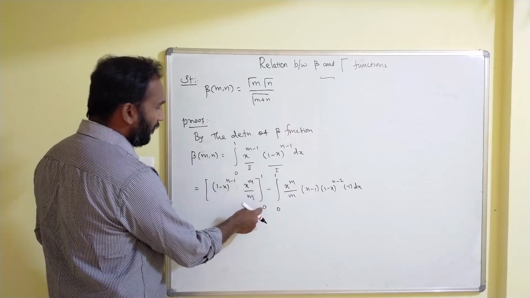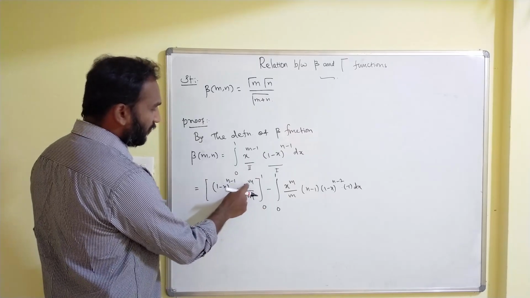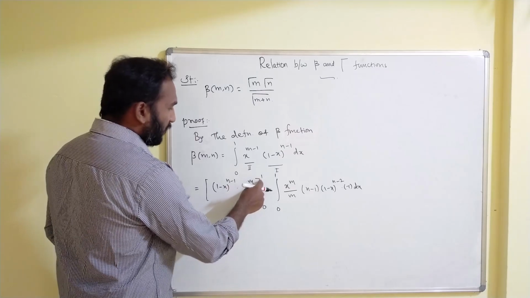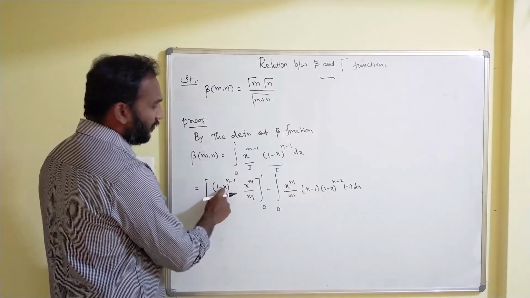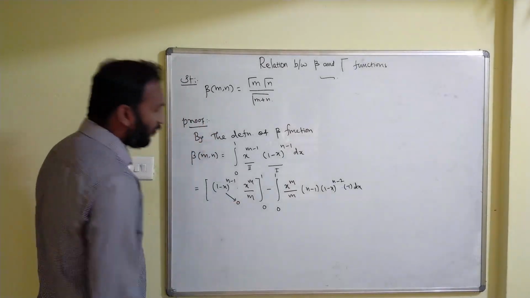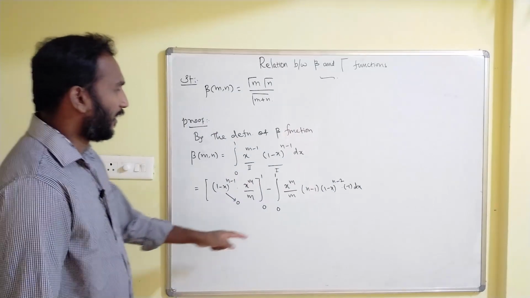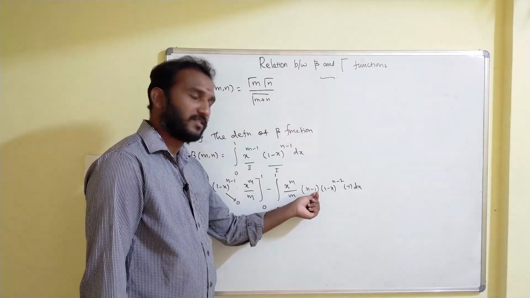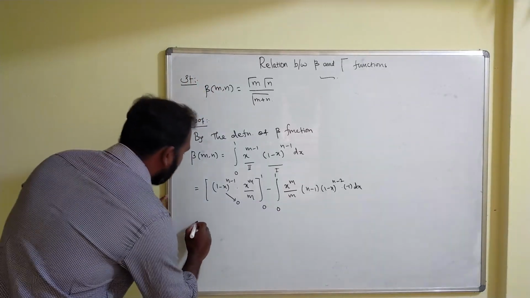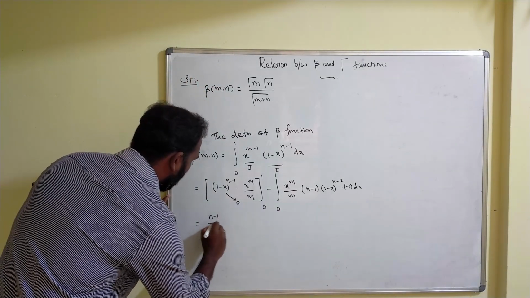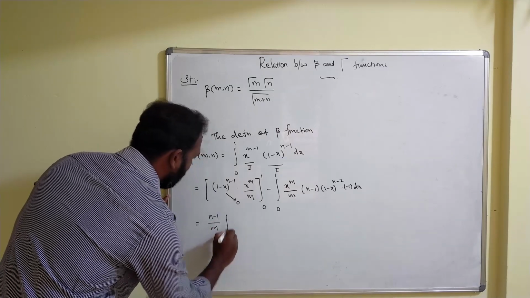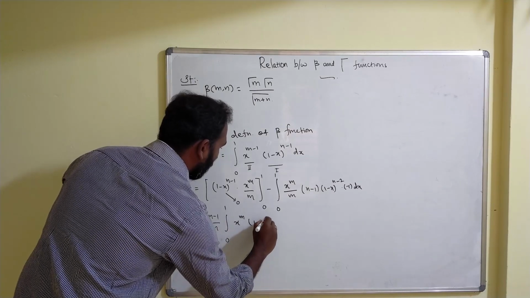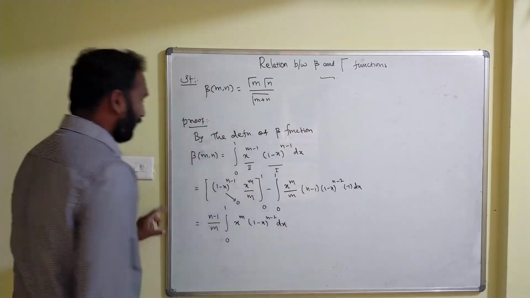If we go to the lower limit 0, this term is 0, so 0 into anything, the complete value will become 0. Or if you substitute 1, then 1 minus 1 will become 0. So for the upper limit and lower limit, this entire term will become 0. And here minus into minus will become plus. Then n minus 1 is constant, and m is constant. This can be written as n minus 1 divided by m into integral 0 to 1 x power m into 1 minus x power n minus 2 into dx.